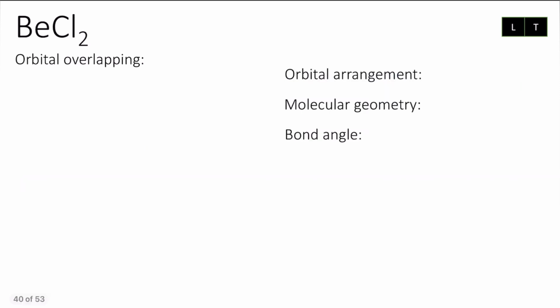Now I'm going to draw the orbital overlapping. So as I mentioned in the previous slide, Be dia ada type of hybridization sp. Kalau sp, dia akan adopt orbital arrangement sebagai linear. So bila linear, kita akan buat bentuk sp secara melintang ataupun horizontal. So I'm going to start with the first one.